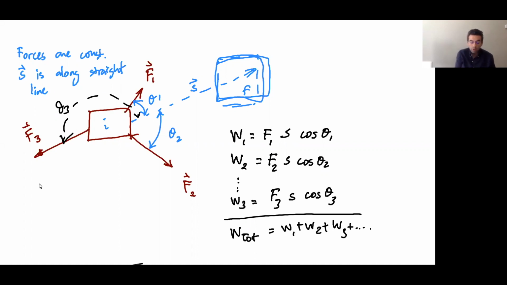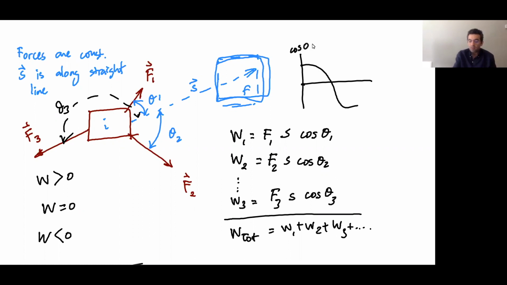Now, each work could be positive, could be negative, or could be exactly 0, and that depends on the cosine function. Because if you remember, the cosine function looks something like this. This is cosine theta, if this is theta. When theta is 0, the cosine is 1. When theta is 90, the cosine is 0. And when theta is 180, the cosine is -1.